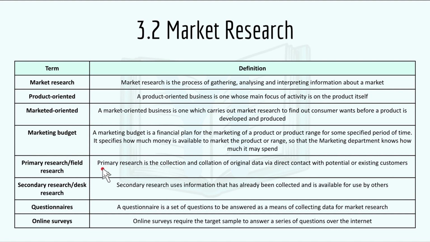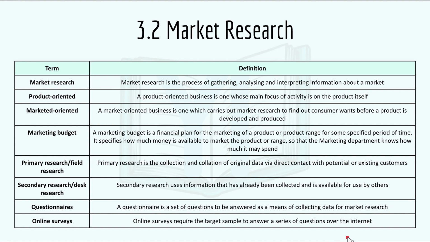Primary research or field research is the collection and collation of original data via direct contact with potential or existing customers. And secondary research or desk research uses information that has already been collected and is available for use by other people or businesses. Questionnaires are a set of questions to be answered as a means of collecting data for market research. Online surveys require the target sample to answer a series of questions over the internet.